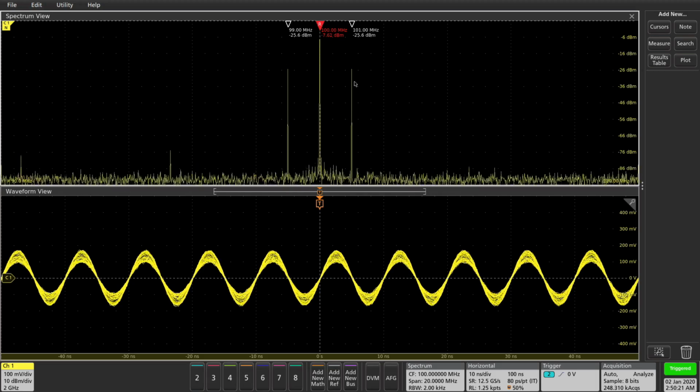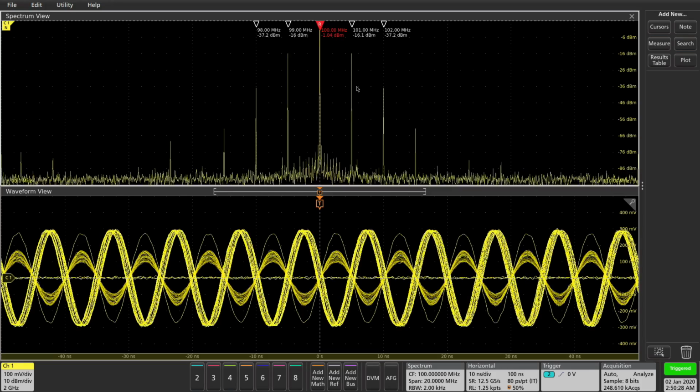So let's go ahead and now switch this from AM modulation to PM modulation. We can do that as well. So here is our phase modulation. There it is.